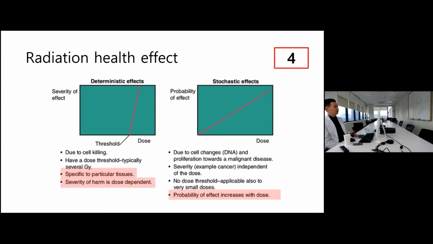As you can see, deterministic effects are specific to particular tissues rather than the individual, and their severity is dose dependent. For stochastic effects, the severity is independent of the dose. What is dependent is that the probability of the effect increases with the dose.